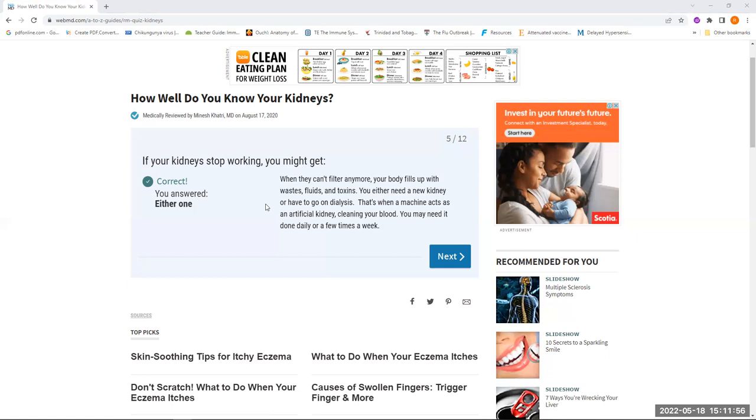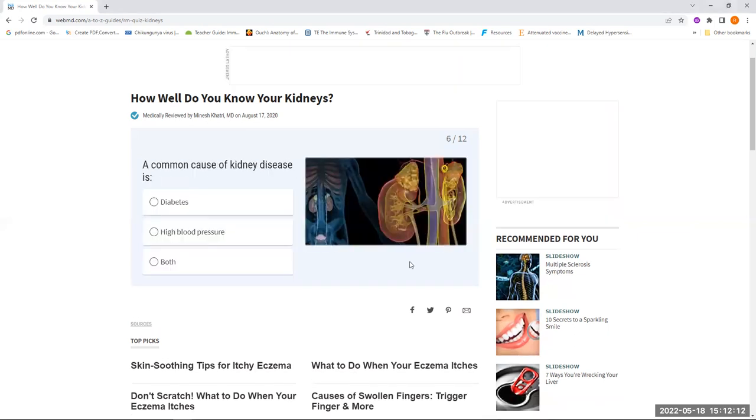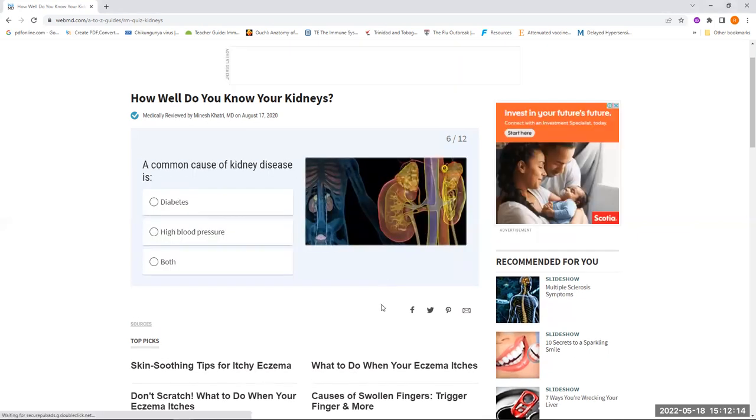True that. So again, this is the example as shown there. Thanks very much for sharing that, Janice. 3 times a week and every time 2 to 3 hours for the process. When you go through dialysis, you're doing the same process as that which your kidneys normally do. Okay, let's go. A common cause of kidney disease is which one?